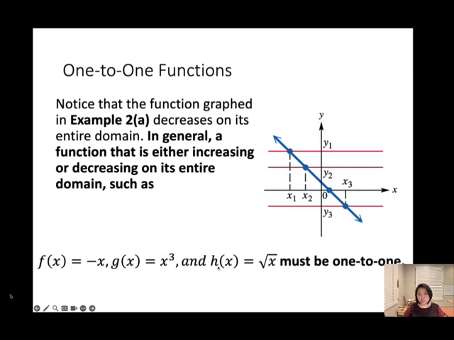And this one, h of x equal to square root of x. So it's going to go like this, going like that. So this is going to be a one-to-one function too. This one keeps increasing, this is going to be increasing also, and this is going to be decreasing for the entire domain. So all of these must be one-to-one functions.